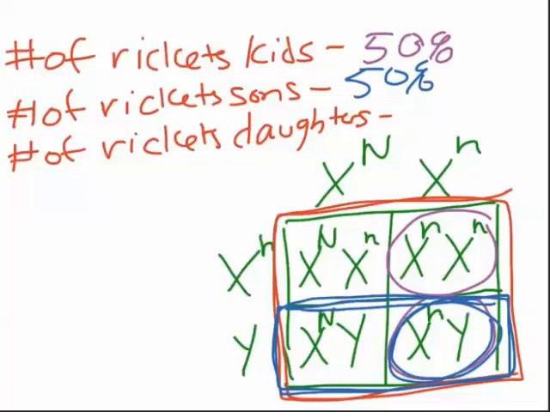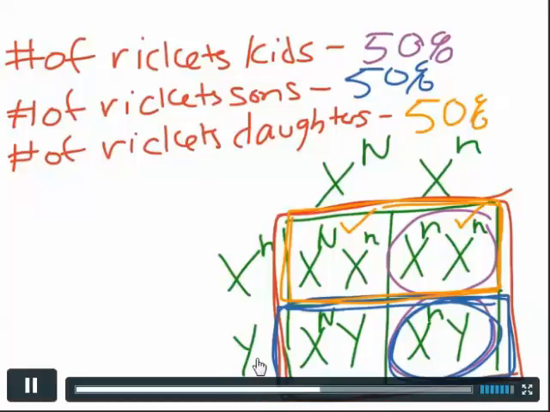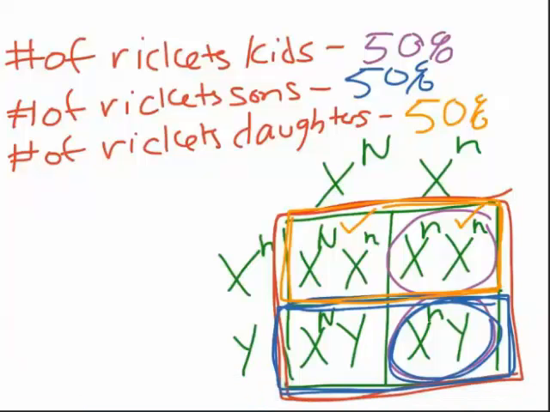If I'm asking about daughters, there's 2 daughters. One of the daughters is normal, and one of the daughters has rickets. So there's also a 50% chance of having a daughter who has rickets. So sometimes the percentages can all come out the same, but you still have to look at girls individualized from boys. So make sure that whenever you're doing it, you're only looking at girls, you're only looking at boys whenever they talk about sons or daughters.